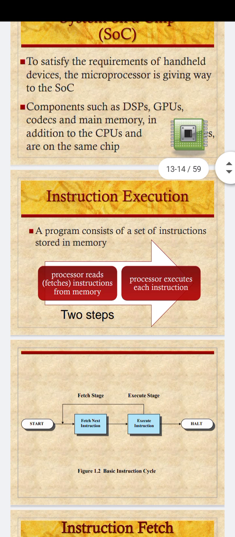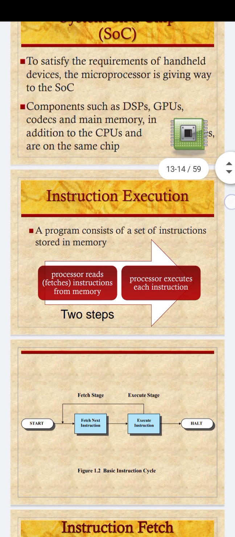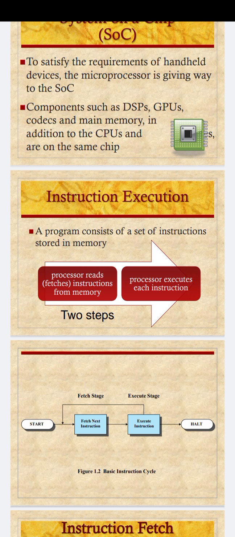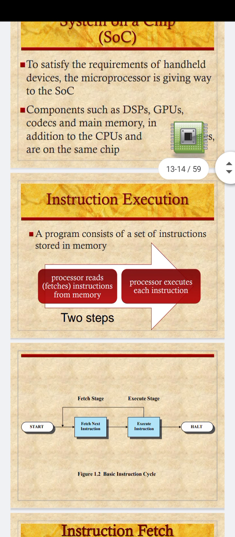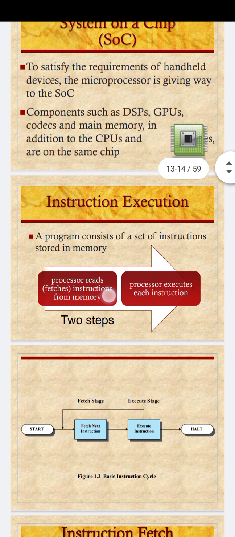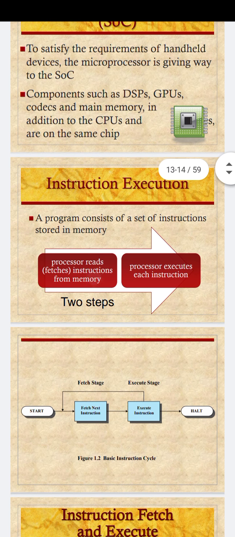So we also have instruction execution, i.e. a program consists of a set of instructions stored in memory. So within that we have the processor. The processor fetches instruction from memory. The processor is to read and fetch instructions from memory.